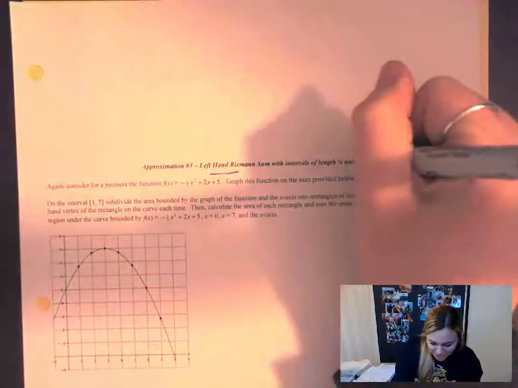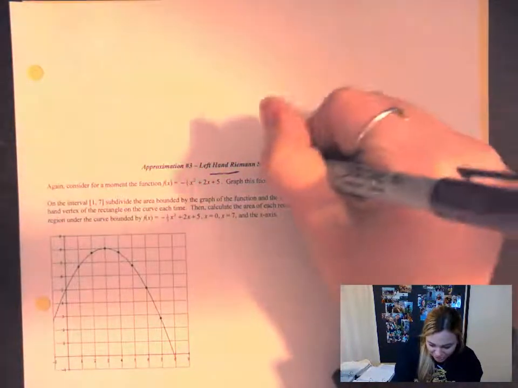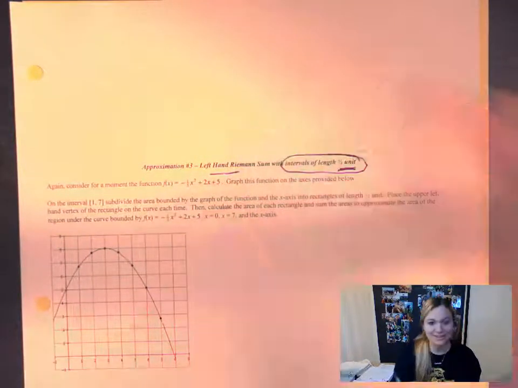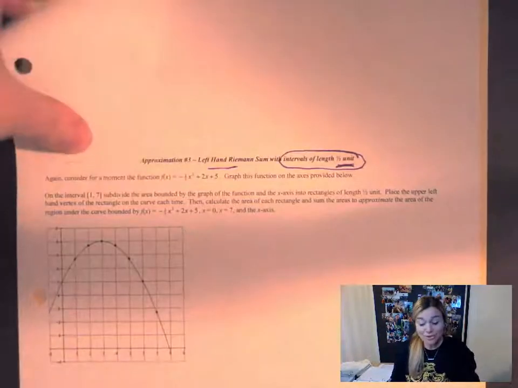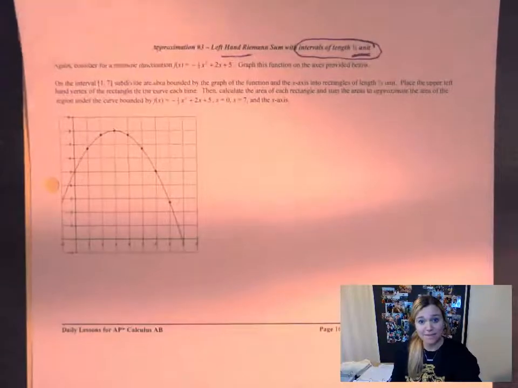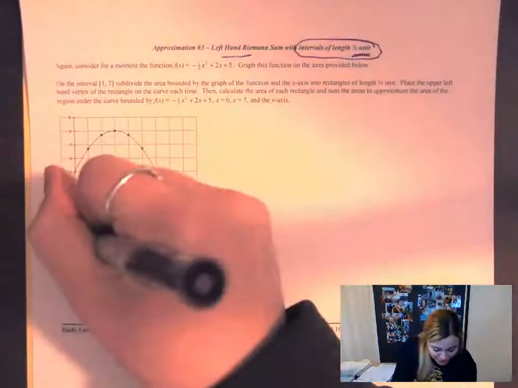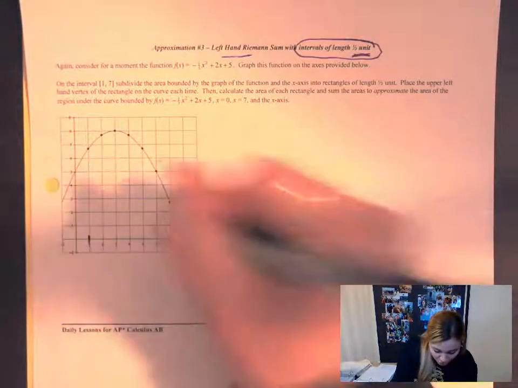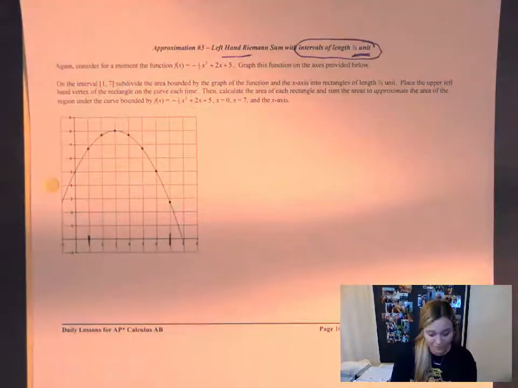Well, why not? More rectangles. This is a left-hand Riemann sum with an interval the length of a half unit. So I'm still doing the same thing as before. But this has an interval of a half unit. So I'm still going from 1 the whole way over to 7. That's what's given here. It's in the interval from 1 to 7.